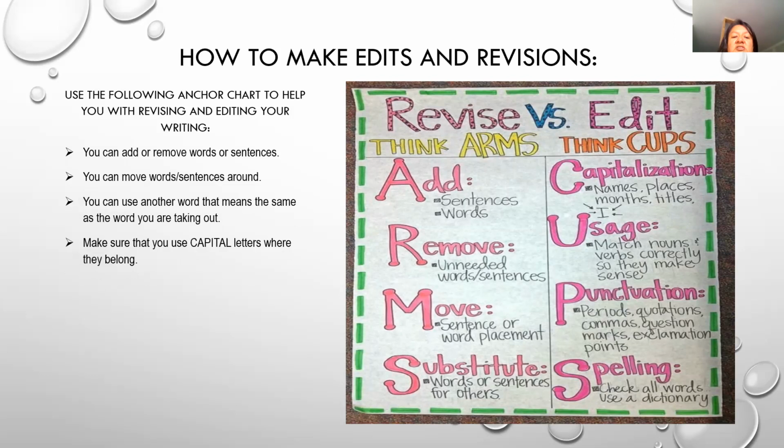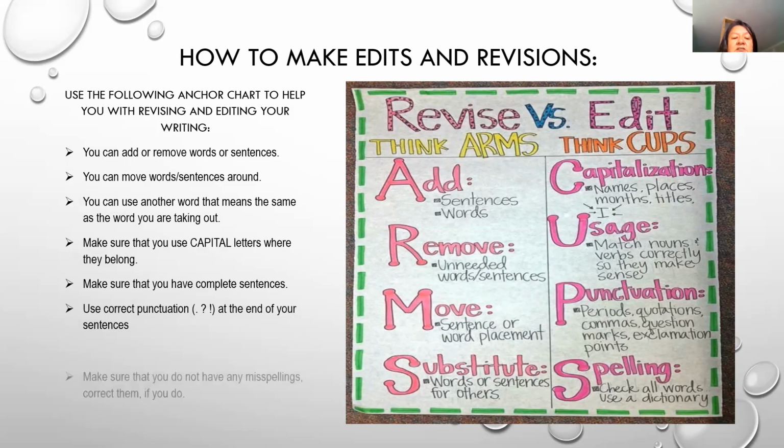Make sure that you use capital letters where they belong. Make sure that you have complete sentences. Use correct punctuation, period, question mark, exclamation point, at the end of your sentences. Make sure that you do not have any misspellings. Correct them if you do.